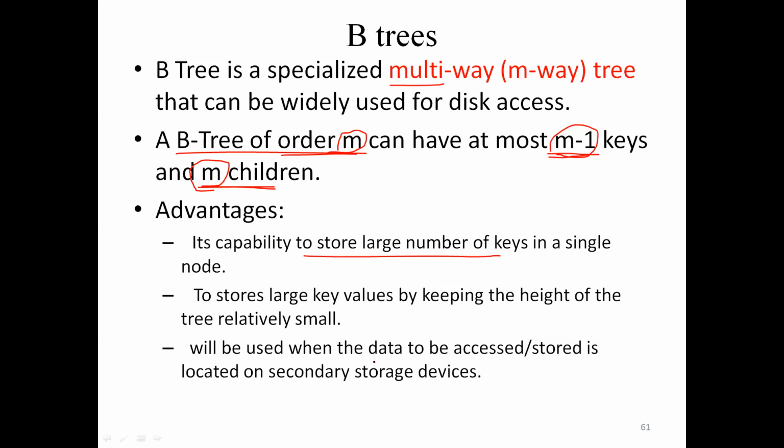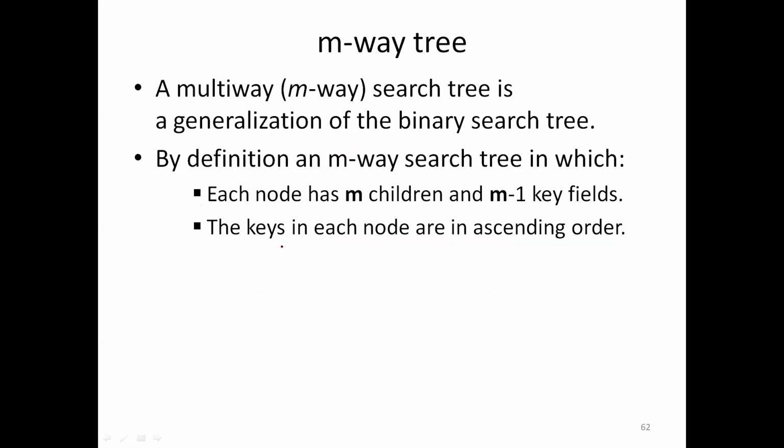The third advantage is that it is used when the data to be accessed or stored is located in secondary storage devices. It is designed for secondary storage, which is a large amount of memory. For this purpose we go for B tree. So before getting into B tree, we'll talk about the M-way tree, that is called the multi-way search tree.